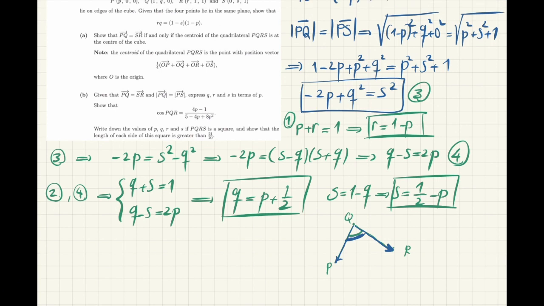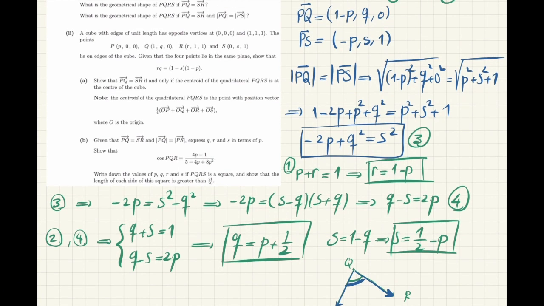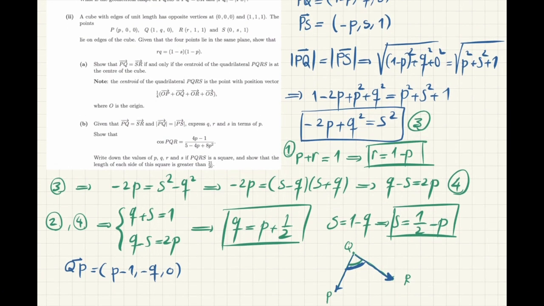Okay, but do you remember this was PQ? So QP is the negative of this vector. So what is QP? QP is P minus 1, minus Q, and 0. Okay, and then I need also QR. Okay, so what is QR?